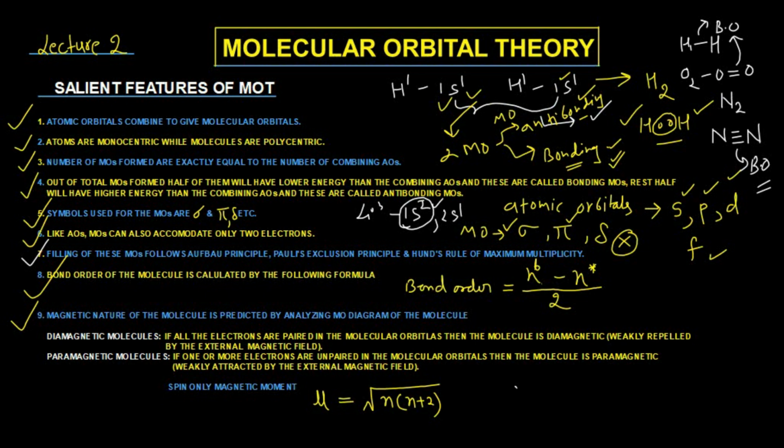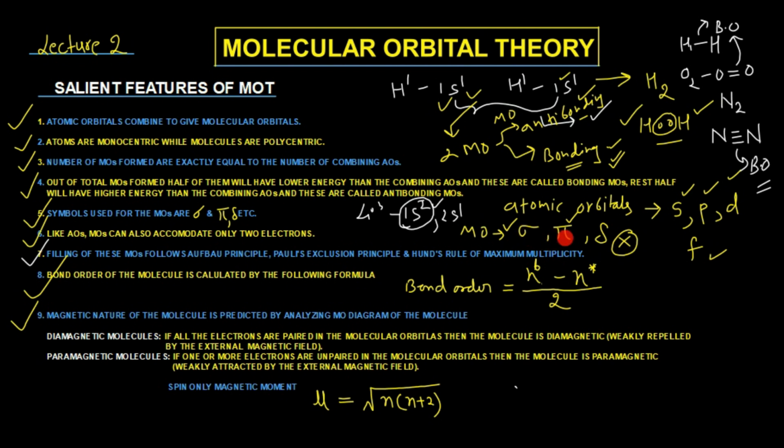So based on this magnetic behavior, your molecule may be of two types. First, diamagnetic molecules. Please remember, diamagnetic molecules are those that, if you keep them in an external magnetic field, are weakly repelled by the external magnetic field, right? Now, what will you do to predict the magnetic behavior? If all the electrons are paired in the molecular orbitals, then the molecule is diamagnetic, that is, weakly repelled by the external magnetic field. Okay, so in whatever molecule, sigma and pi molecular orbitals are there.